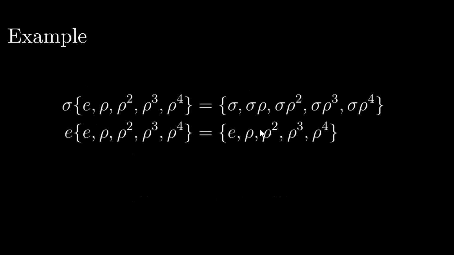Okay, and so what about the symmetries? If we have sigma times the group of rotations, then it just gives all of the reflections. And if we multiply by the identity, then it just stays the same, obviously. Okay, but notice something.